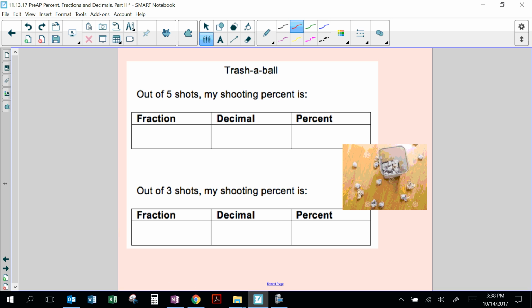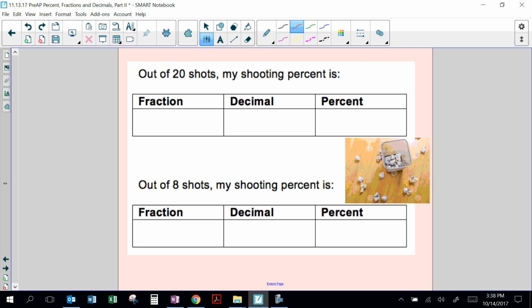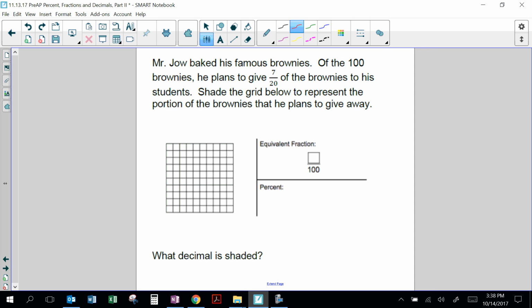All right, so what you're going to be doing today is you are actually going to be shooting some shots. You're going to be getting some trash and crumpled paper, and then you're going to shoot out of 5, out of 20, out of 8, and so on. And we're going to calculate it. So after that, we're going to do a shading activity.